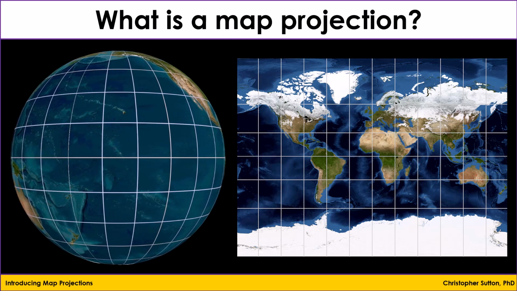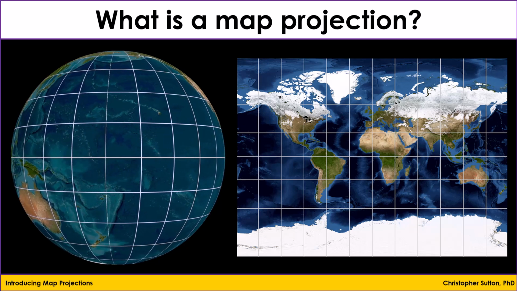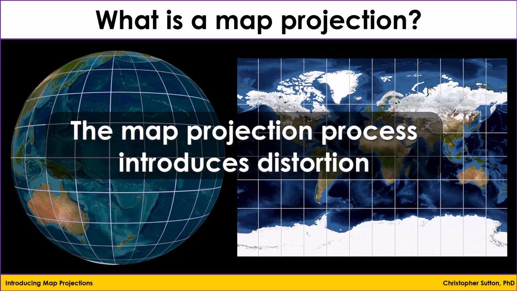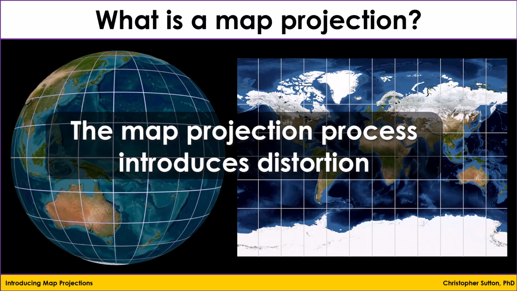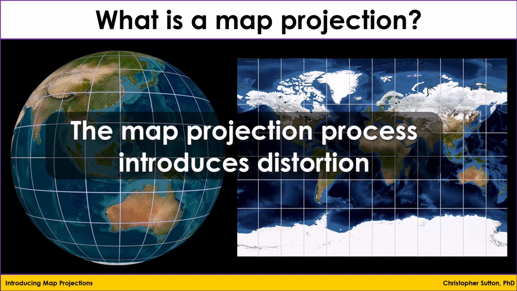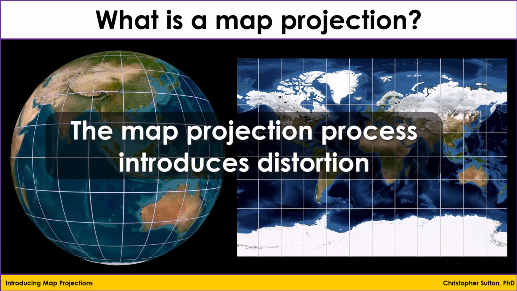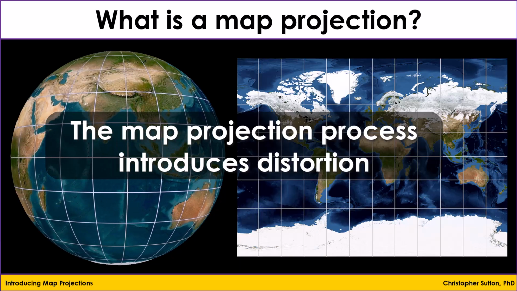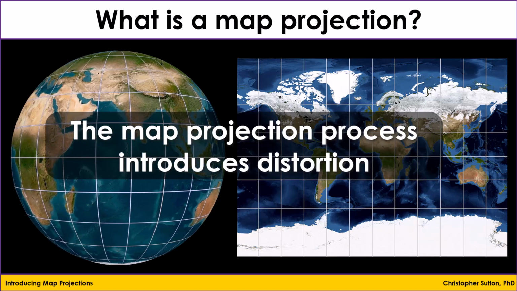The thing to begin with when it comes to map projections is that when we transform locations from the 3-dimensional surface to their respective positions on a 2-dimensional surface, it is impossible to do this without introducing some distortion.